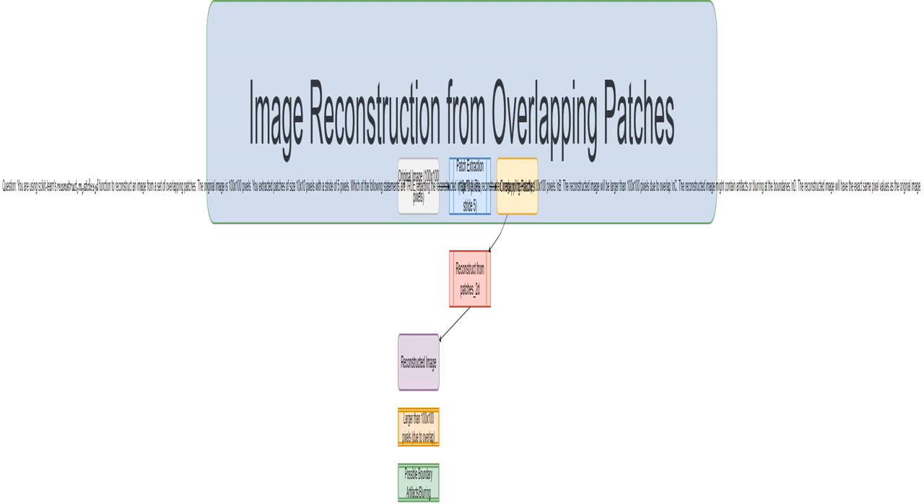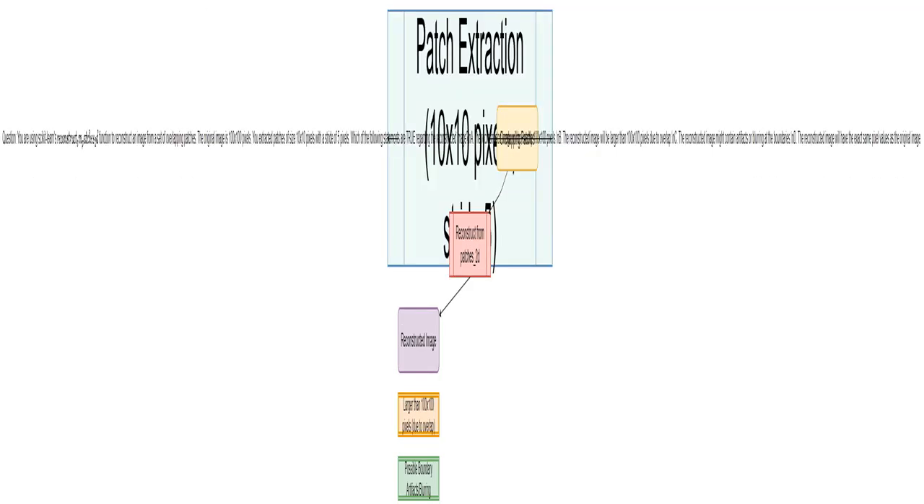I'm reconstructing an image from smaller pieces called patches. Think of it like a jigsaw puzzle, but some pieces overlap. I'm taking 10 by 10 pixel squares from the original image. The stride of 5 means I move 5 pixels before taking the next square. This makes the squares overlap.